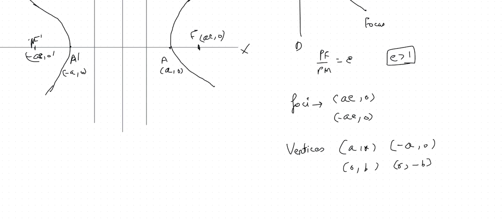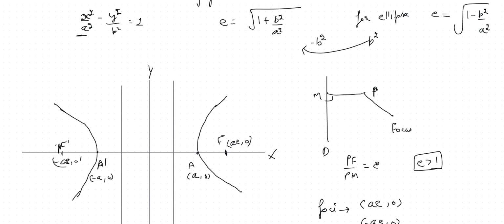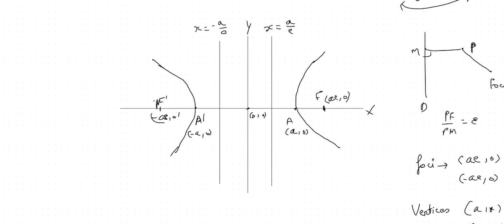After that we have directrix. One directrix is x is equal to a by e, and another directrix is x is equal to minus a by e. So this is your first directrix, x is equal to a by e, and another directrix x is equal to minus a by e. Okay, this is origin 0 comma 0. So yeah, these are some terms about hyperbola.